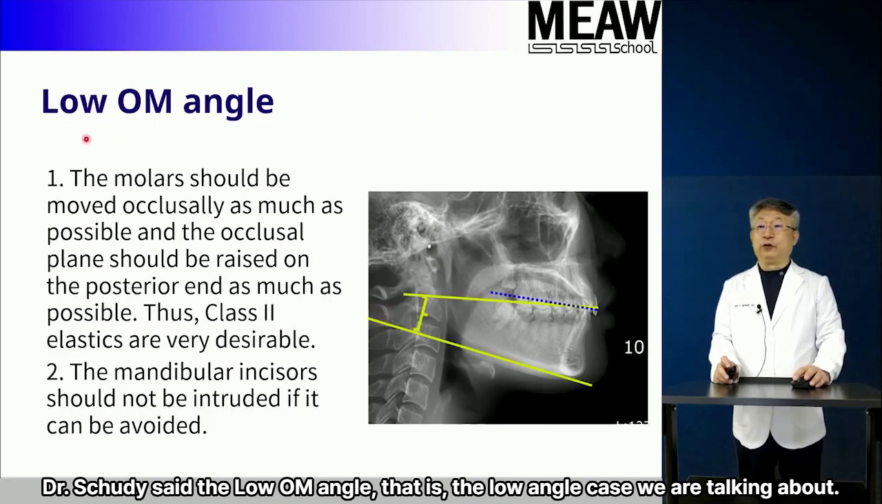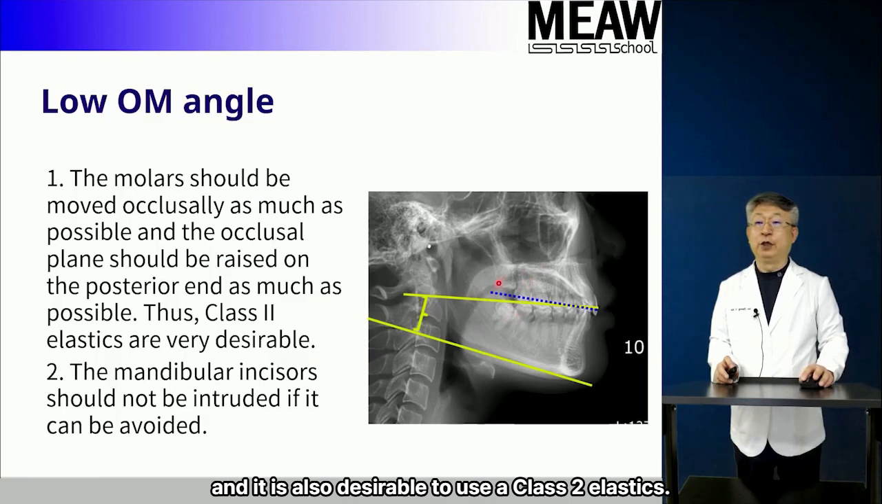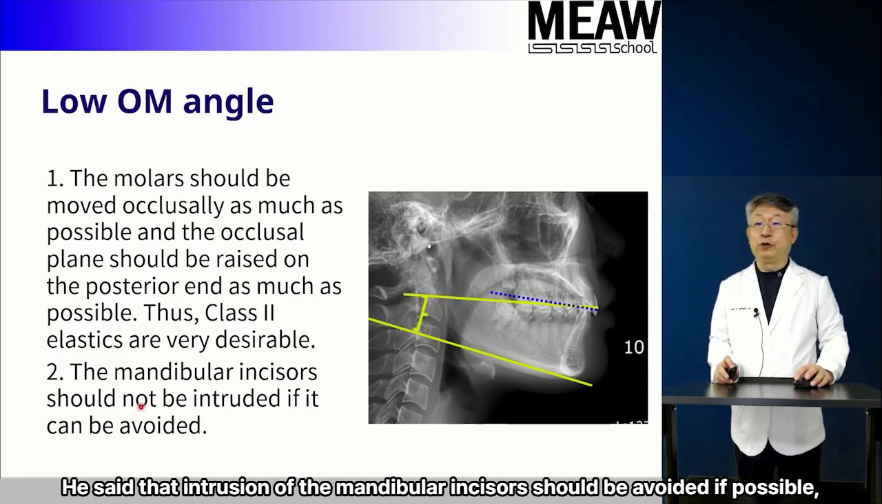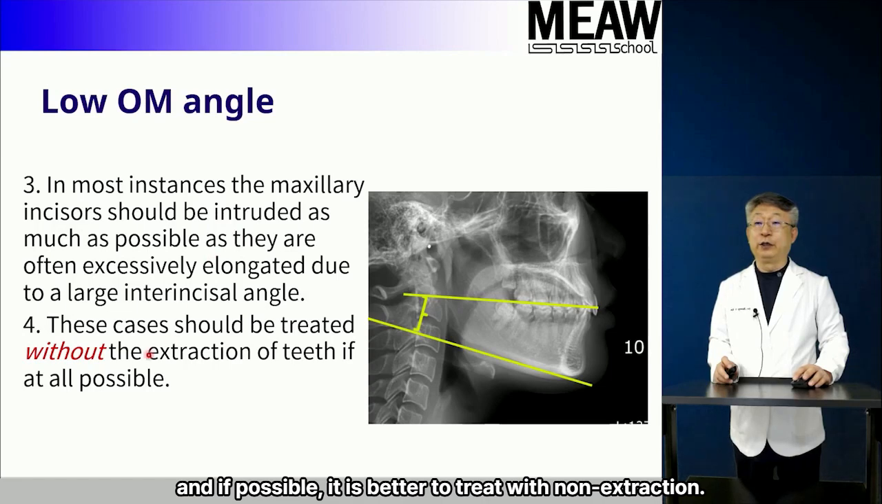Dr. Schudy said the low OM angle, that is, the low angle case we are talking about. In this case, the treatment to extrude the mandibular posterior teeth is desirable, and it is also desirable to use class 2 elastics. He said that intrusion of the mandibular incisors should be avoided if possible, and that the upper incisors should be able to intrude, and if possible, it is better to treat with non-extraction.